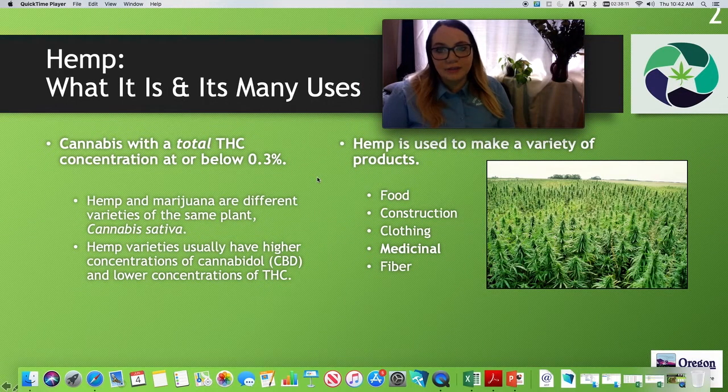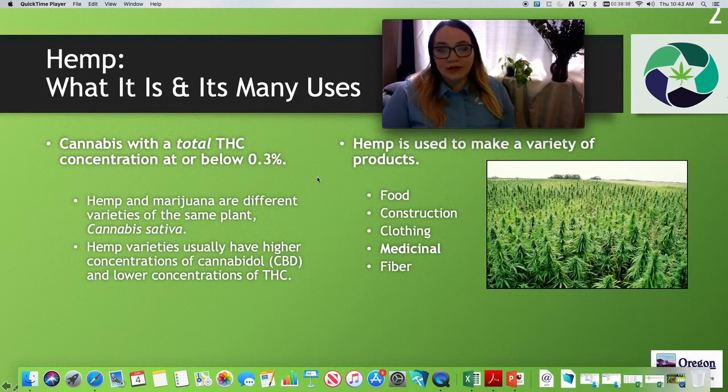The definition of hemp that we use here at the ODA is cannabis with a total THC concentration at or below 0.3%. This changed from last year, and I'll be going over that in the next slide. Hemp and marijuana are different varieties of the same plant. Typically, marijuana usually has higher concentrations of THC and lower concentrations of CBD, and hemp usually has higher concentrations of CBD and lower concentrations of THC.